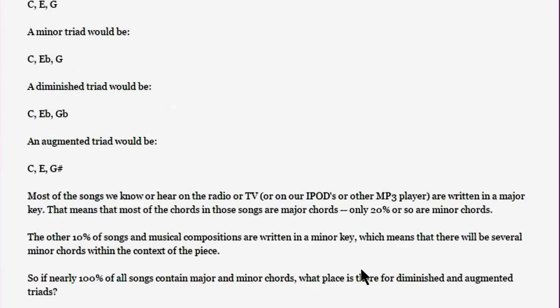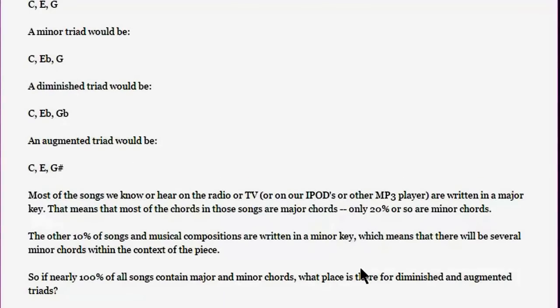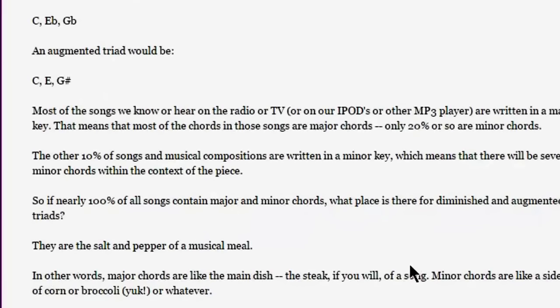Most of the songs you hear on the radio or TV or whatever are written in a major key. So that means that most of the chords in those songs are major chords. Only, I don't know, 20% or so are minor chords. The other 10% of songs and musical compositions may be written in a minor key, which means that there'll be several minor chords within the context of the piece. So nearly 100% of all songs contain both major and minor chords. So what place is there for diminished and augmented chords?